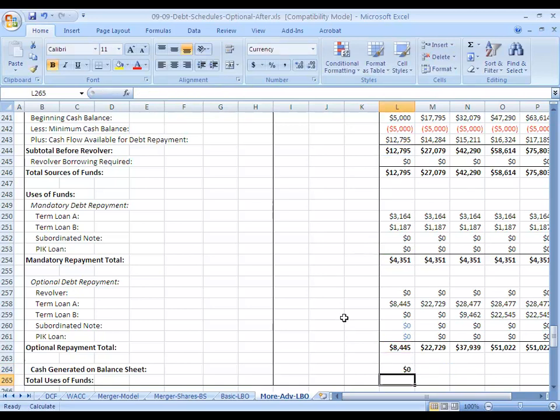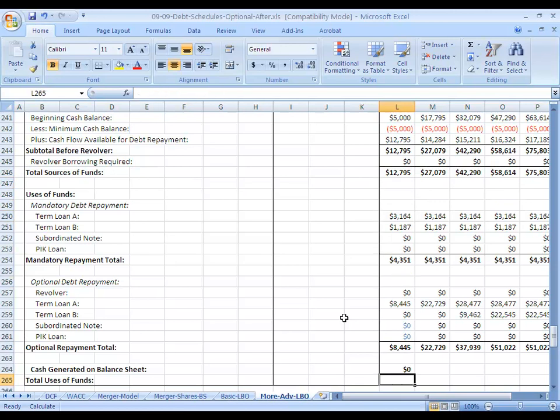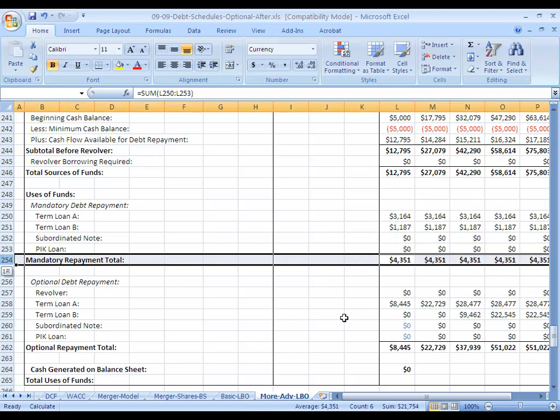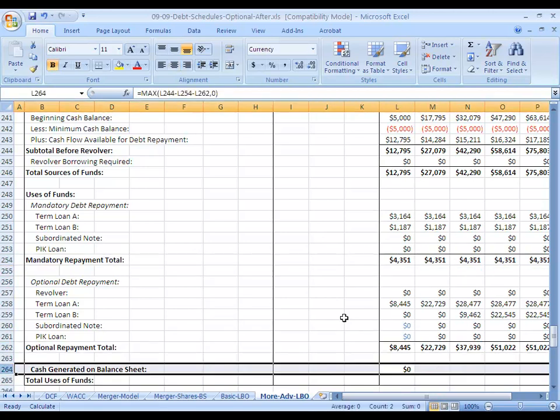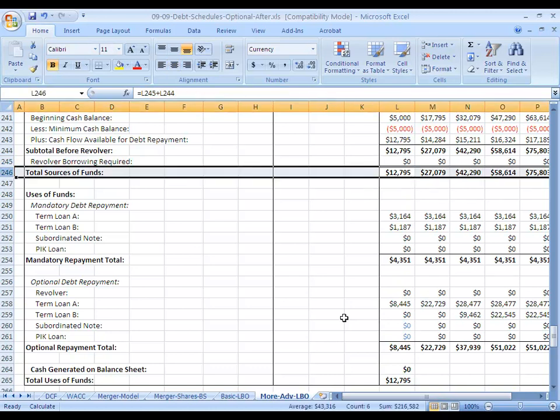Now for total uses of funds, remember the idea is that we take our sources of funds and then our uses of funds here at the bottom must be equal to it. So what are we actually using our cash flow or our additional borrowing here for, the additional revolver borrowing? Well, we're using it to make mandatory repayments, to make optional repayments, and to generate cash. So what we're going to do is sum up those items. So cash generated plus optional repayment total plus mandatory repayment total. And we get to the same number as what's in our sources of funds up above.